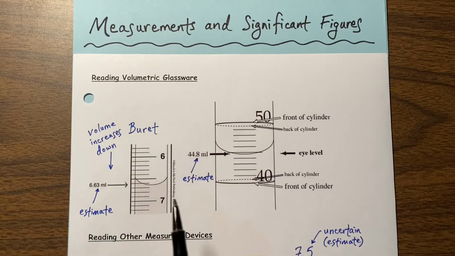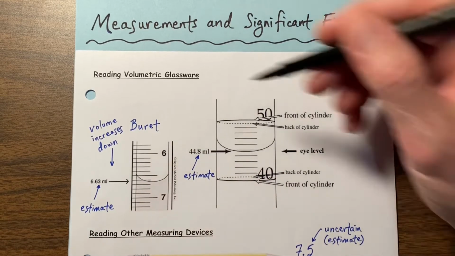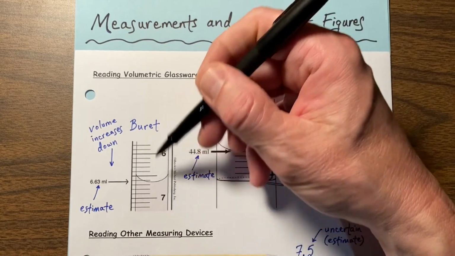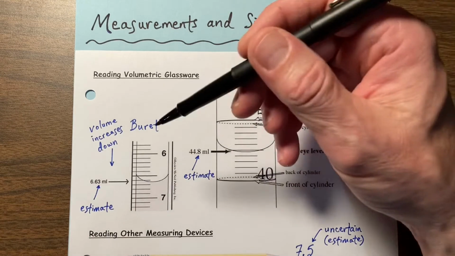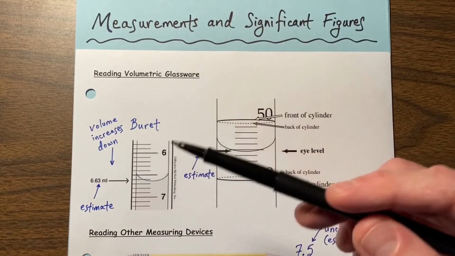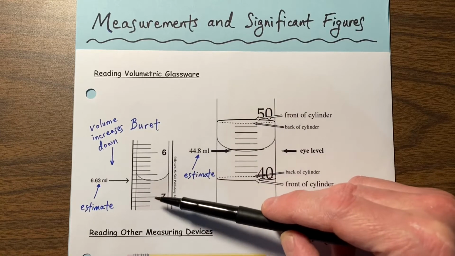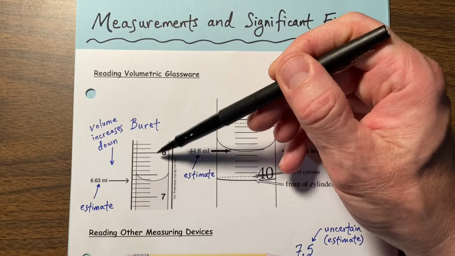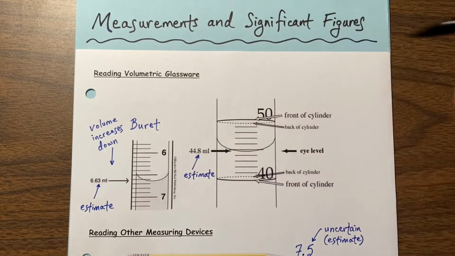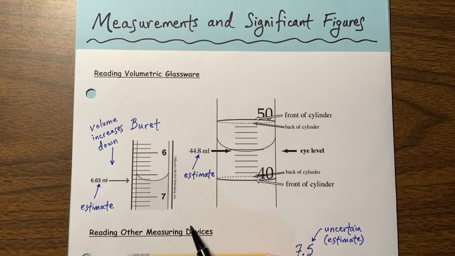But so if you look at a burette, close up at a burette reads volume increasing downwards. So you have to always remember that, because a lot of people would initially look at this, and I've even made the same mistake where I think it's over 7 milliliters, but it's a burette. I know this is a burette because it's increasing down. 7 is below 6.